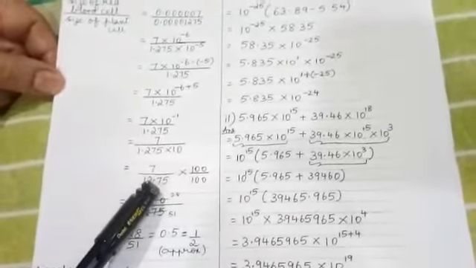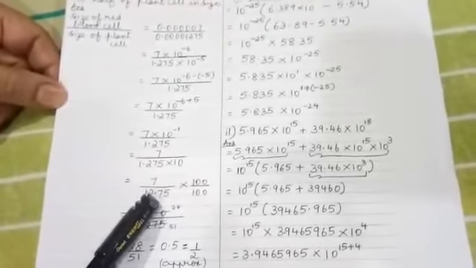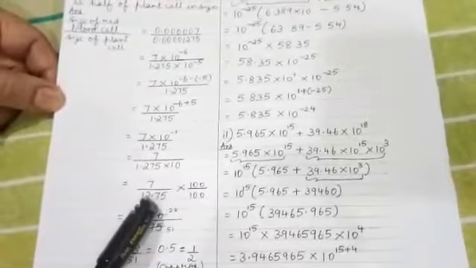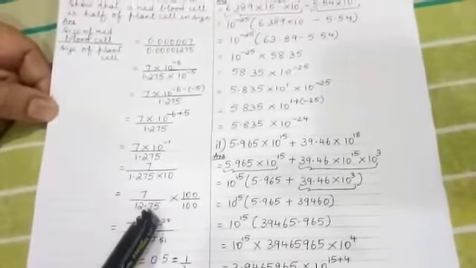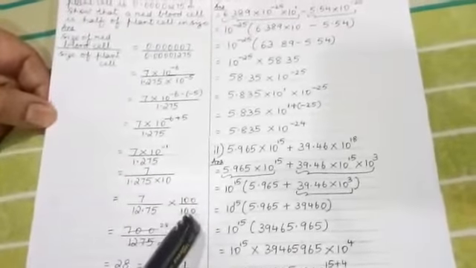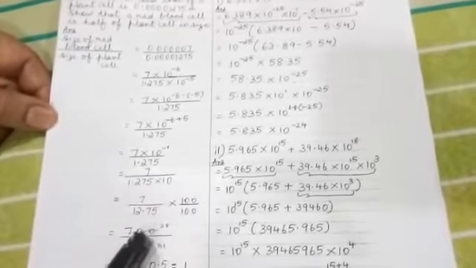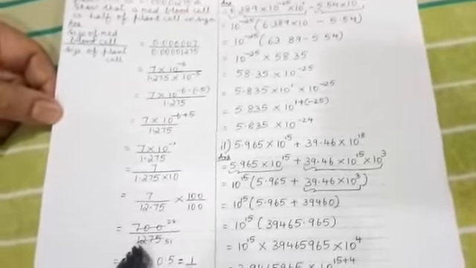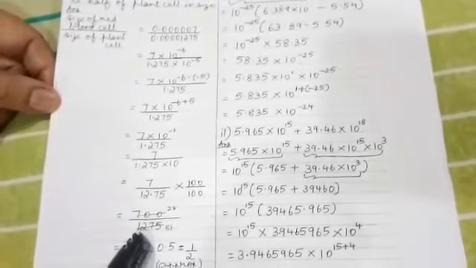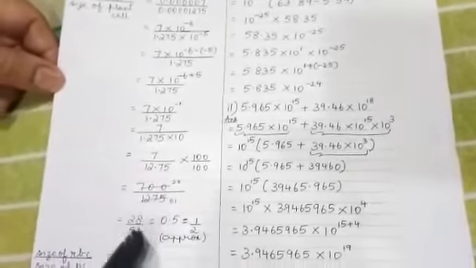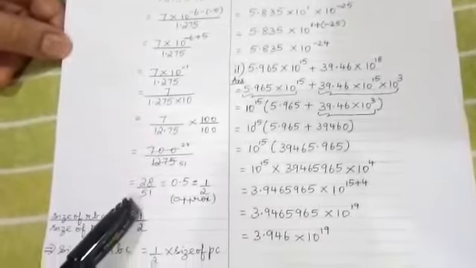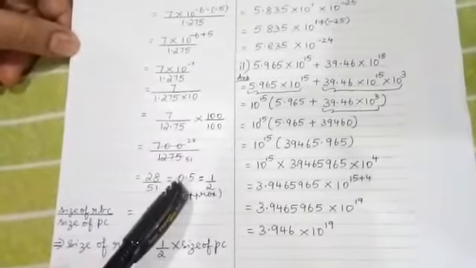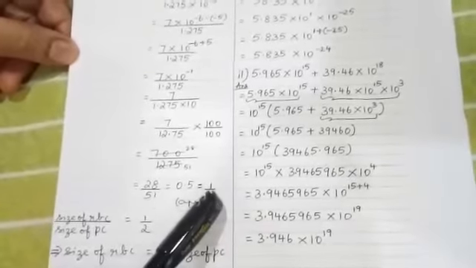In order to shift the decimal point, we need to multiply the numerator and denominator by 100 because we need to shift the decimal point by 2 places. So multiply and divide by 100. 7 into 100 is 700. 12.75 into 100 is 1275. Simplify this fraction. That gives us 28 by 51. On finding the decimal value, it's close to 0.5, which is half. 0.5 is nothing but half.